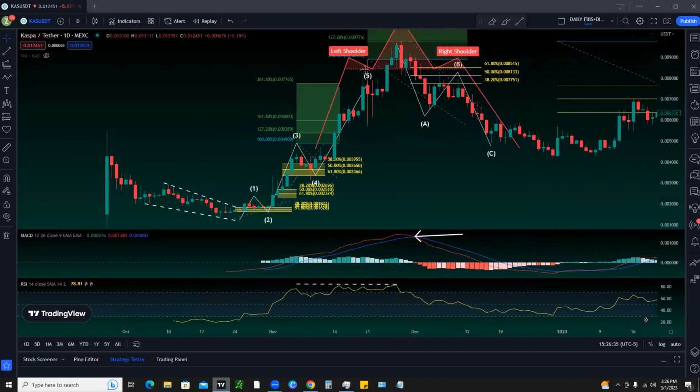Initially, we had this little wedge pattern forming, and we did get our breakout of the wedge, and that started wave 1 of this really massive 5-wave move to the upside. We got a 1, 2, 3, 4, 5, and we came up and hit our first set of bullish price targets, and then we came up here and hit some more bullish price targets that we established.